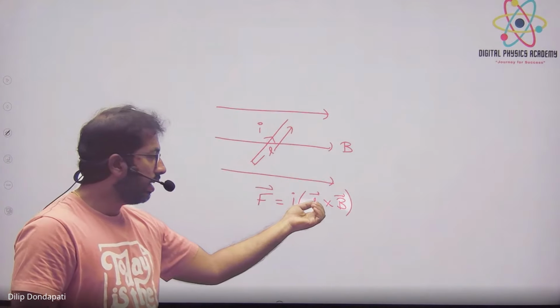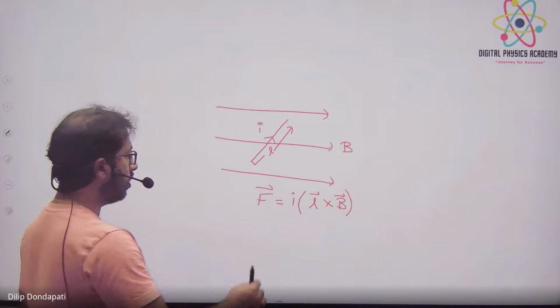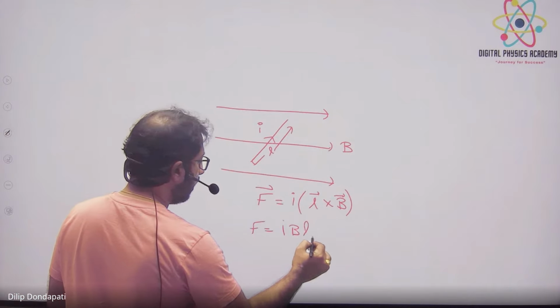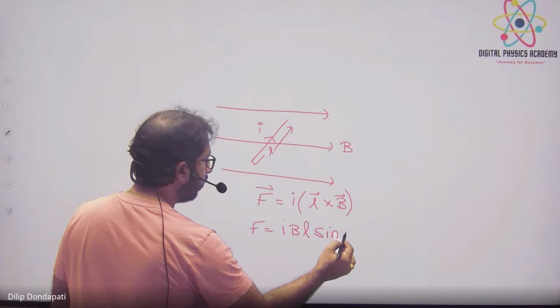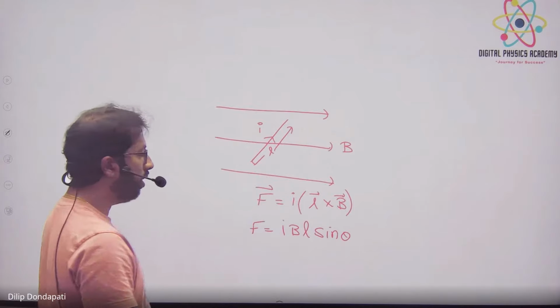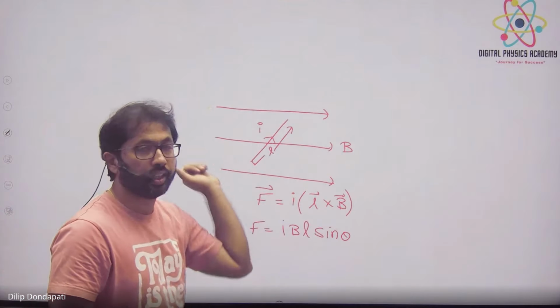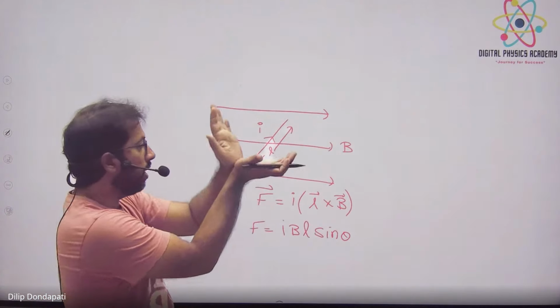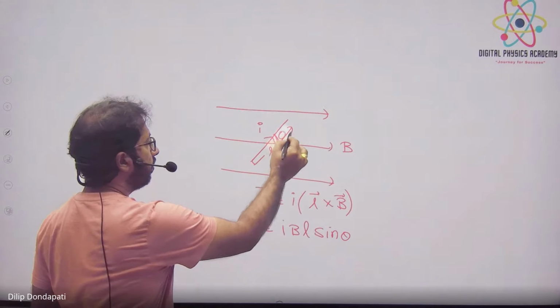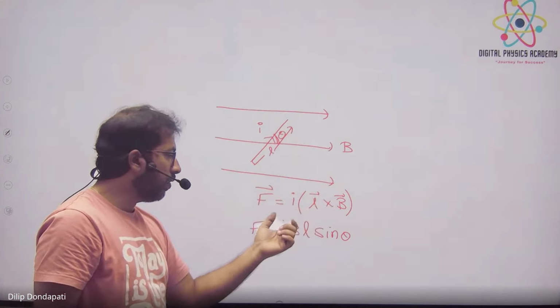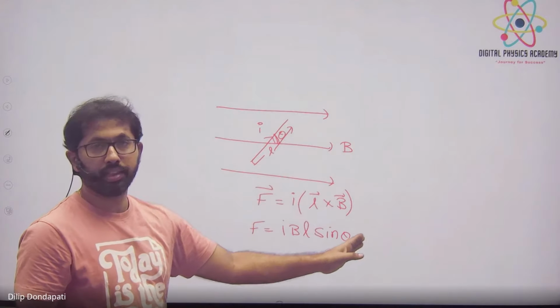When I open the cross product, what is the formula? IBL sine theta. Theta is the angle between what? Theta is the angle between length L and B. The length vector should be taken along the current direction only. Whenever they give vector form, use this one. Whenever they give scalar form, normally IBL sine theta is the force.